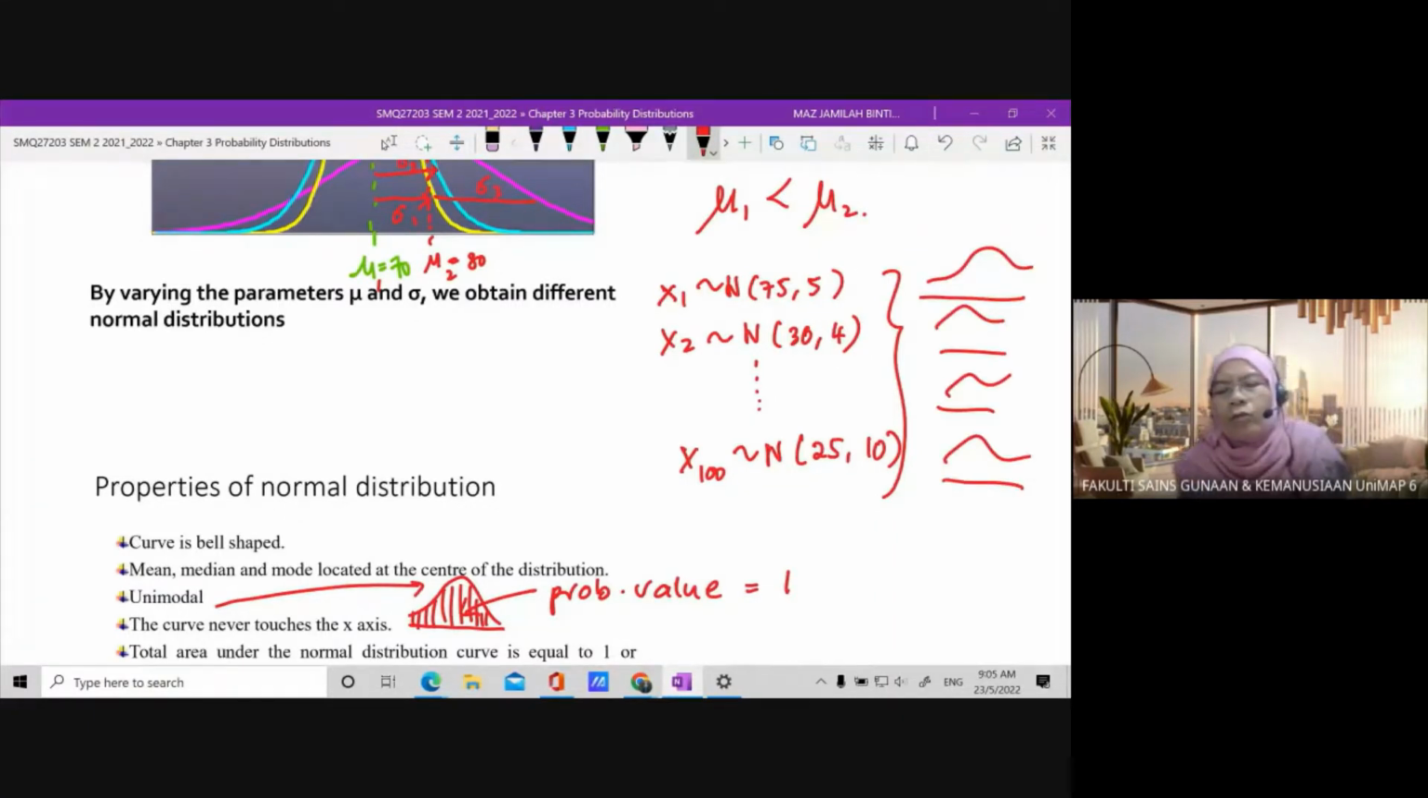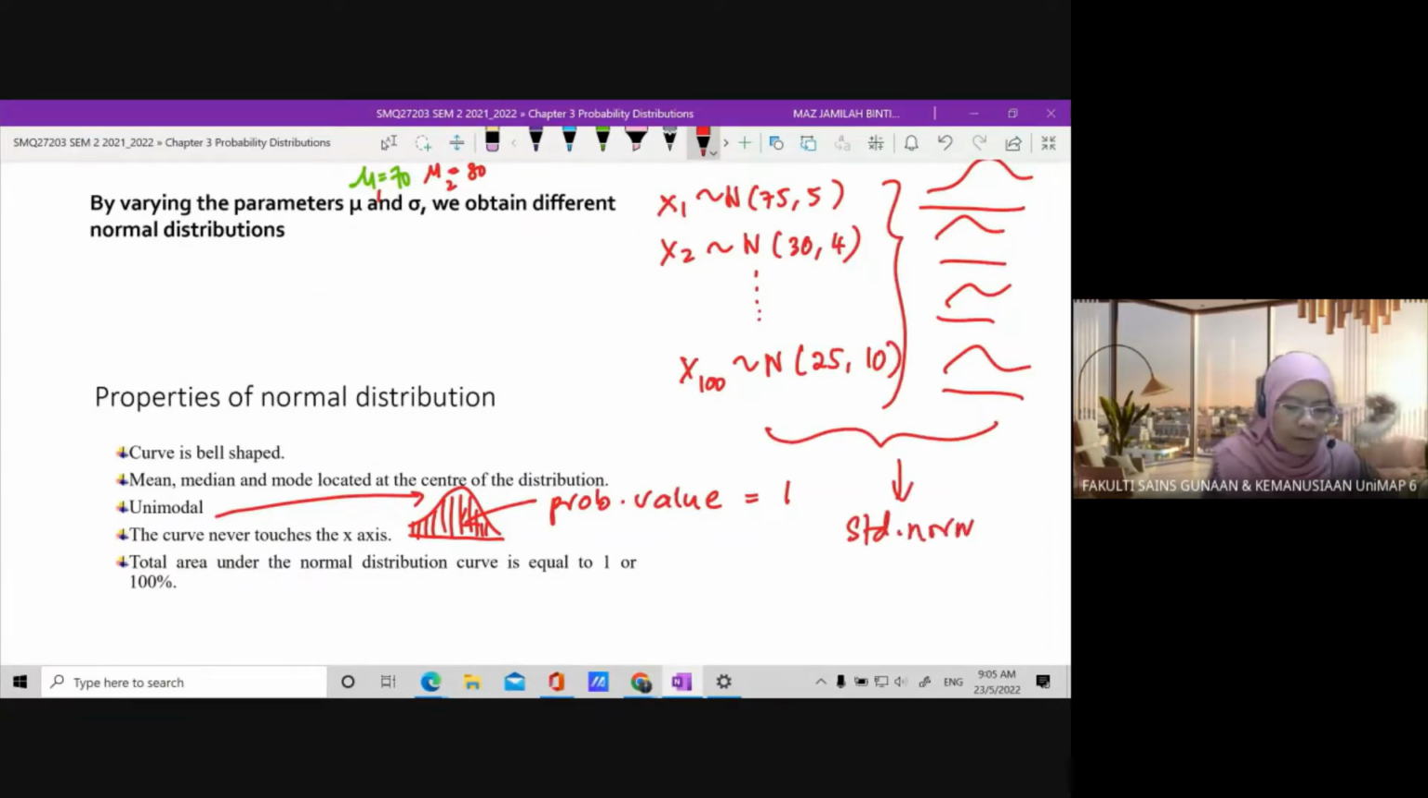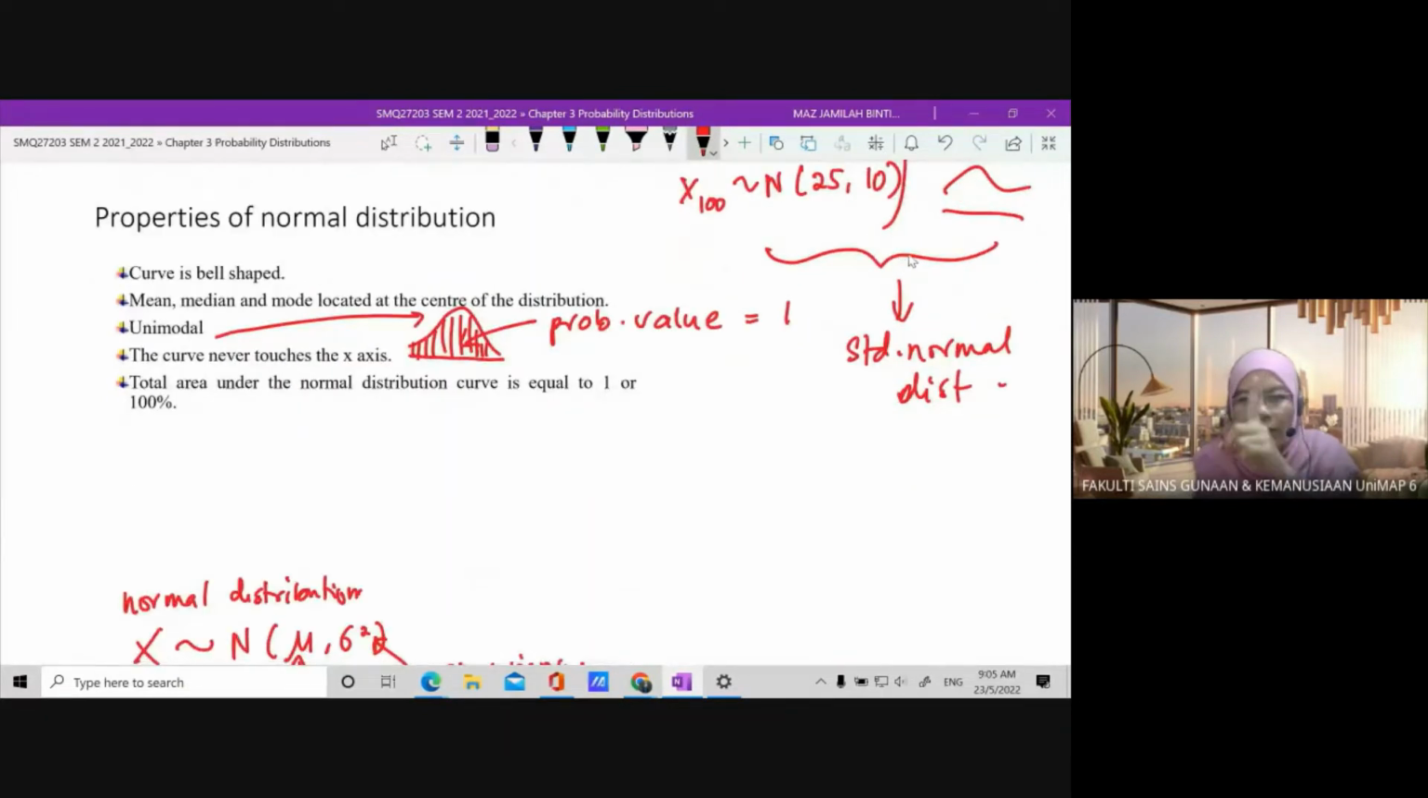So how are you going to do that? Since we are going to make things simple for us to solve them, that's why they introduced the so-called standard normal distribution. Whatever distribution you have in your problem, you are going to transform it into the standard normal distribution. When you have the standard normal distribution, you are going to refer to that one standard normal table only. So everything will be simplified for you.